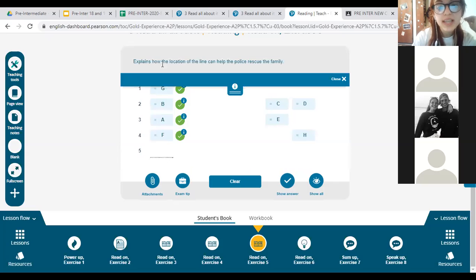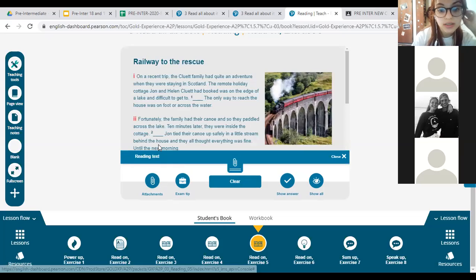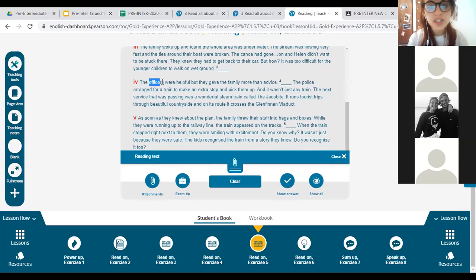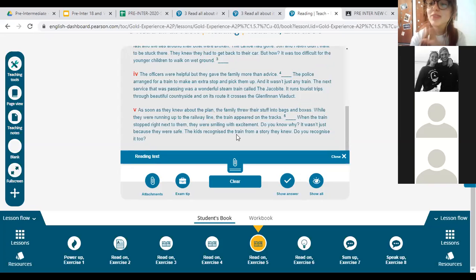Take a look. It explains how the location of the line can help the police rescue the family. If you take a look at the text, it mentions the officers, that they helped the family. And then they arranged for a train to make an extra stop. But for the train to make a stop, we need the railway, right? The railway, what is the railway? The tracks. Correct. So a train is on the railway, so we need the railway for the train to appear. Correct. And we have the last one.